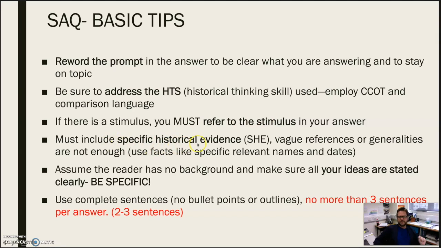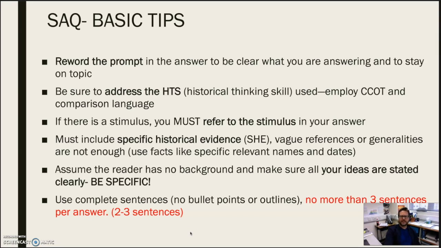It must include specific historical evidence. Be specific, be concise. So make sure you are identifying specific historical evidence. Vague references or generalities are not enough. Use facts like relevant names and dates, relevant, specific facts. Assume the reader has no background knowledge and make sure all your ideas are stated clearly. Again, be specific. And then use complete sentences, no bullet points, no outlines, but also no more than 3 sentences. This is where it gets concise. Keep it to 2 to 3 sentences, no more than 3.